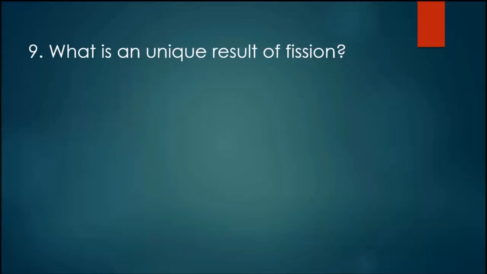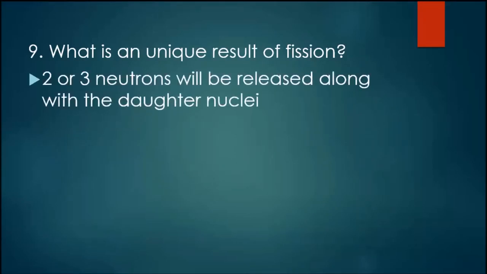So what is a unique result of fission? When you split an atom, what you used to split the atom is produced, and it can split other atoms. The two smaller atoms that are produced are called daughter nuclei. But the key thing is, what you use to split the first atom is produced, and those can split other atoms.